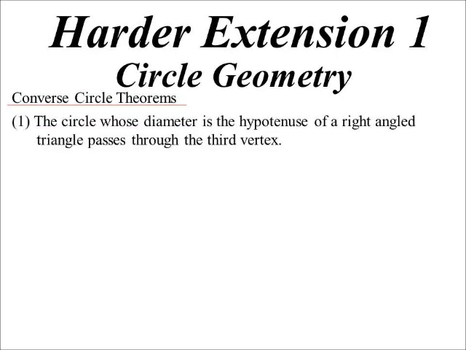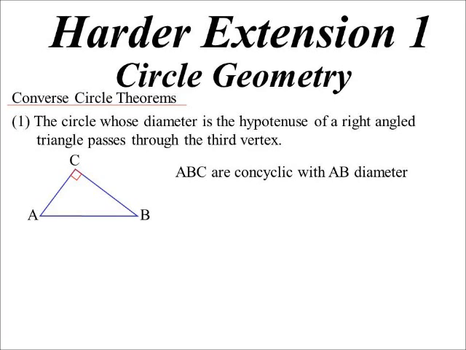For example, the circle whose diameter is the hypotenuse of a right-angled triangle passes through the third vertex. Well, that's just the angle in a semicircle, is all that is. So if you've got a right-angled triangle, it's always going to be possible to draw a circle around that, and AB would, of course, be the diameter. So we can say A, B and C are concyclic, with AB being the diameter. The reason? We're using the converse of the angle in a semicircle theorem.